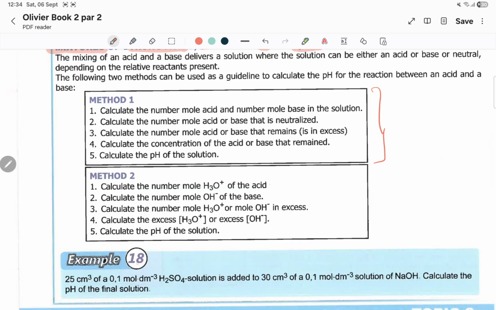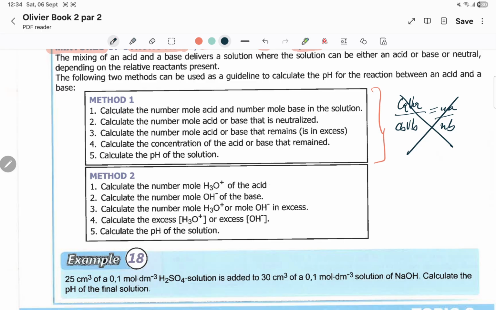This example is example 18. I'm having 25 centimeter cubed, which is the volume, and the concentration of 0.1 mole per decimeter cubed of sulfuric acid solution is added. Now this one is added. Remember, if you hear the word added, you are not going to use that formula I indicated earlier, CAVA over CBVB, number of moles of acid, number of moles of base.